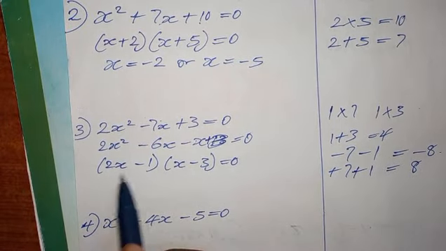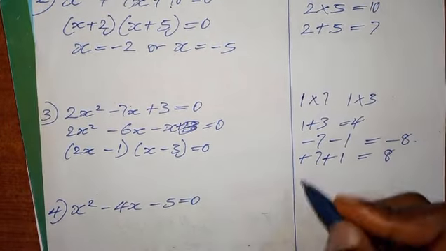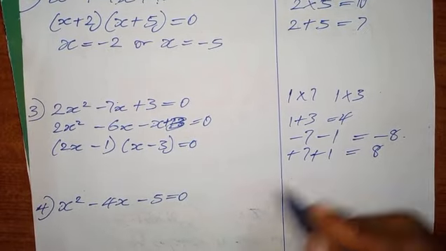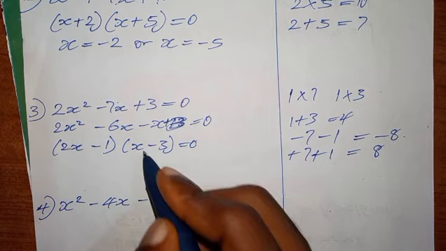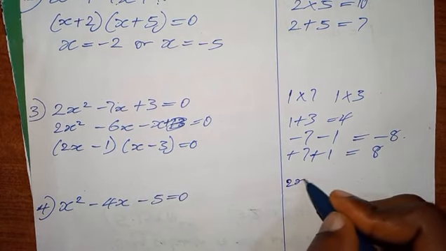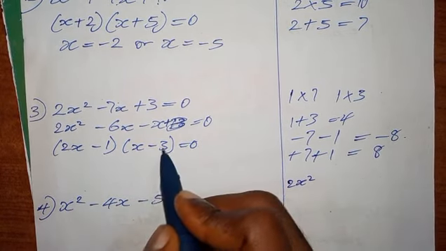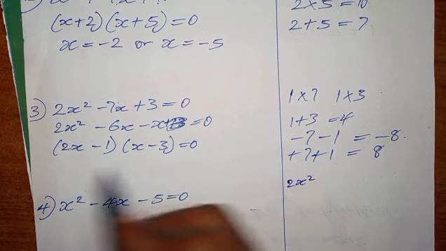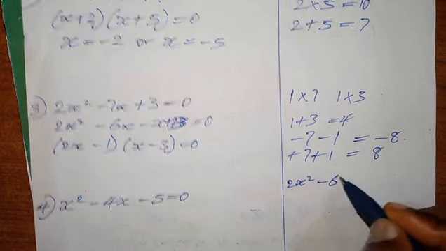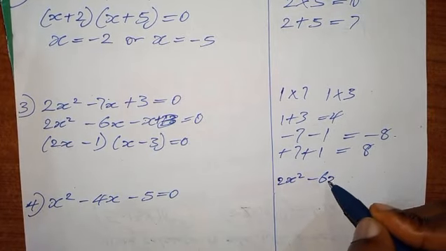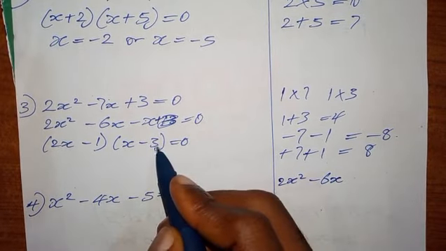If you want to know whether this is correct, you can go back and solve this. 2x times x will give you 2x squared. 2x times 3 minus 3 will give you minus 6x, because 3 times 2 is 6.